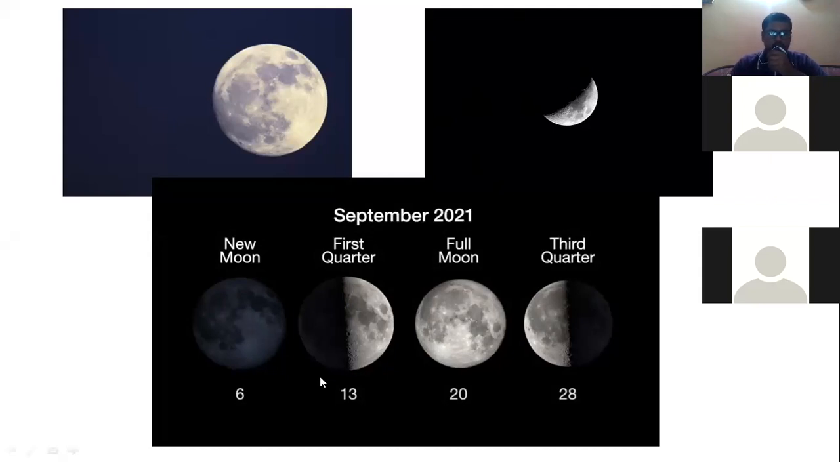On the 13th of September, it's the first quarter of the moon. As you can see, this side of the moon is the brighter side and this is the dull side, because this is waxing up and this is waxing in. The 20th of September, which was yesterday, is the full moon night, 20th September 2021. Respectively, if we go towards the 28th of September, which is the third quarter night, the moon changes its angle from this side to this side. So this will be the waxing up of the moon, which is the brighter side of the moon.